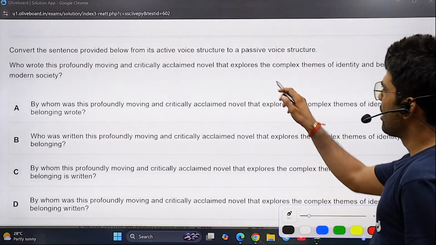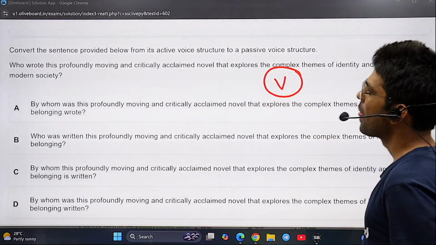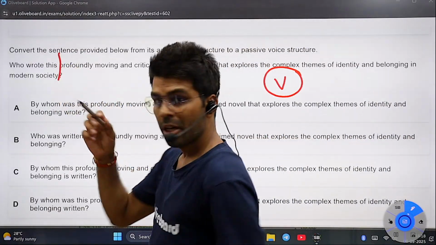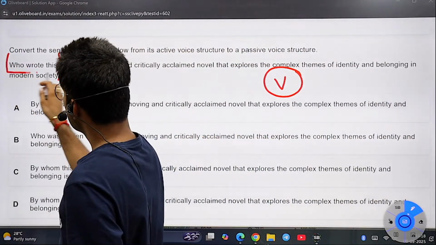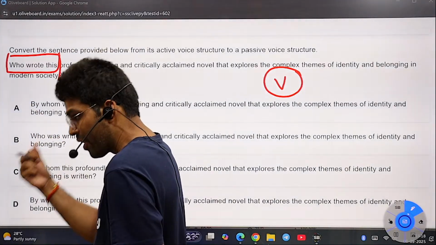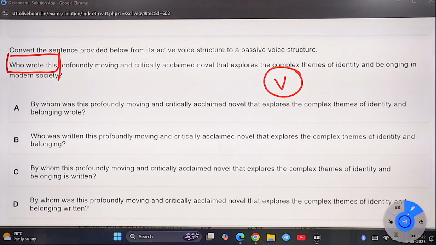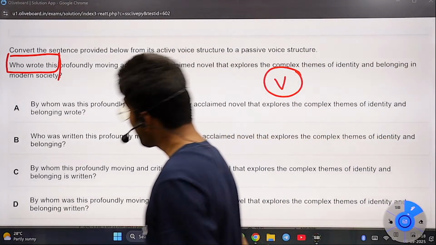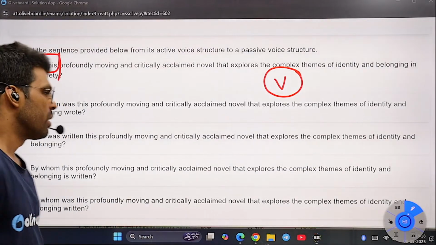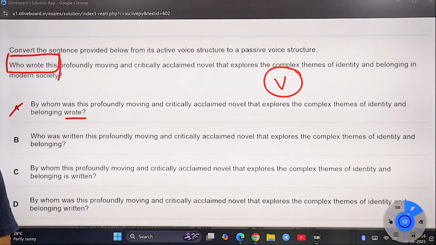Simplicity is: pick the verbs. They are the most important words in a sentence. What if I assume the sentence and I'm correct till this point? Who wrote this? You are defining that further, saying this profoundly moving, acclaimed novel that explores the themes of this or that, which doesn't even matter. Who wrote this? Past indefinite. By whom was this written? So "by whom was" seems good. Wrote is B plus V2. By whom was written?